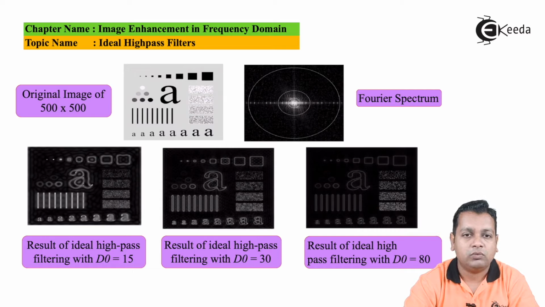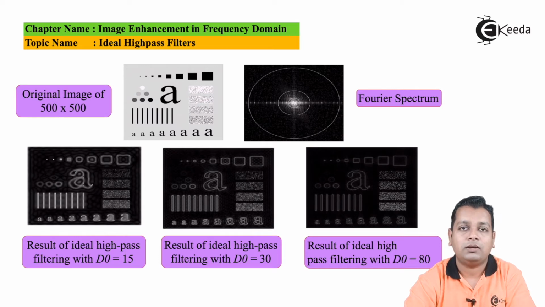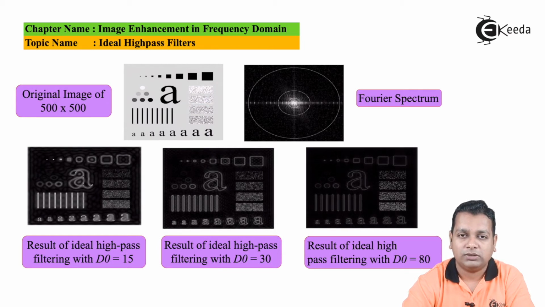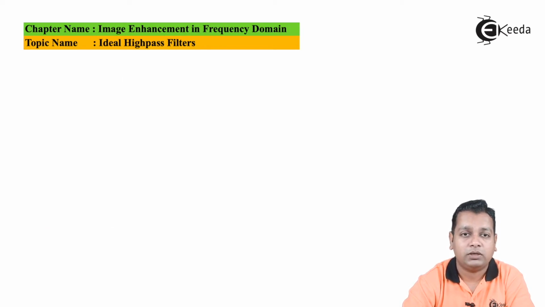You can see the variation in the sharpness as we vary D0 from 15 to 30, 30 to 80. Hence the earlier conclusion with respect to the low pass filters was that these are the smoothing filters, whereas the high pass filters are the sharpening filters. The finer details like the edges are highlighted in the resultant image. So I hope you have understood what exactly the ideal type of high pass filtering is.